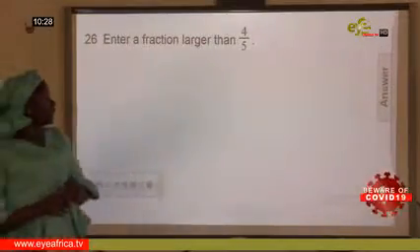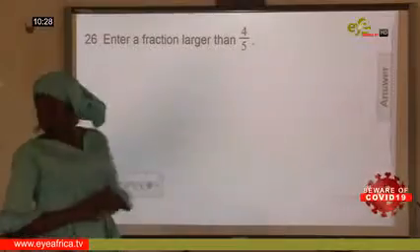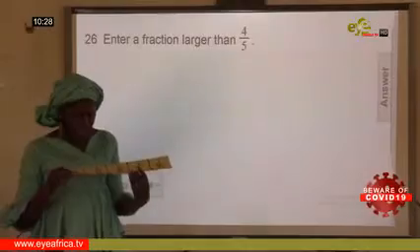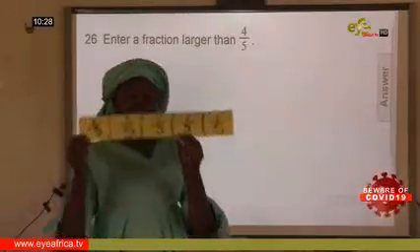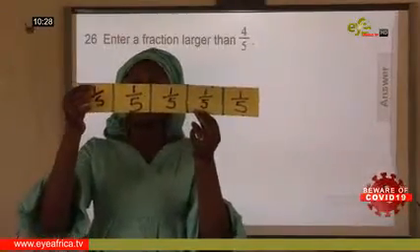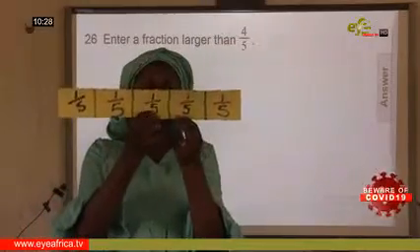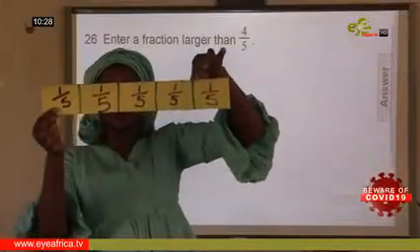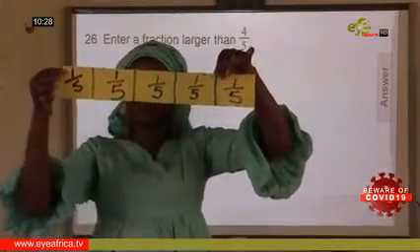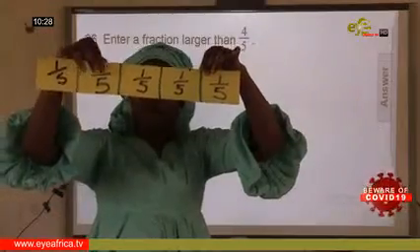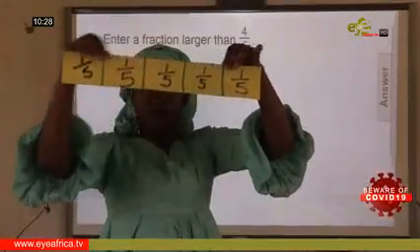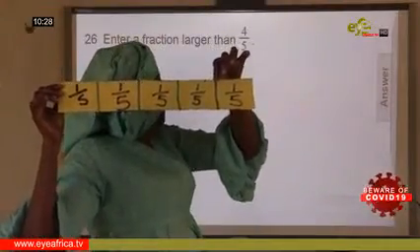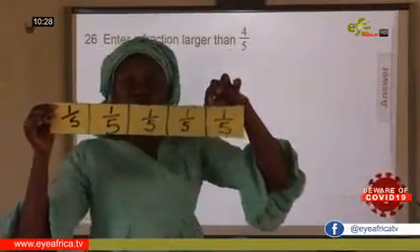Enter a fraction larger than 4/5. That one I will use a diagram, because by looking at this chart here, we have 1/5, 1/5, 1/5, 1/5, 1/5. So if we are at this portion here, it means 1/5 plus 1/5 plus 1/5 plus 1/5, which is 4/5. And the question reads, enter a fraction larger than 4/5.